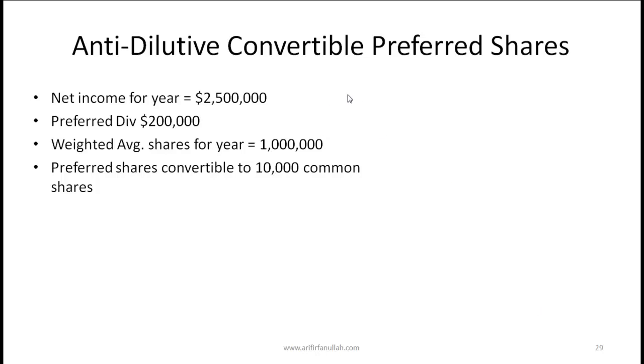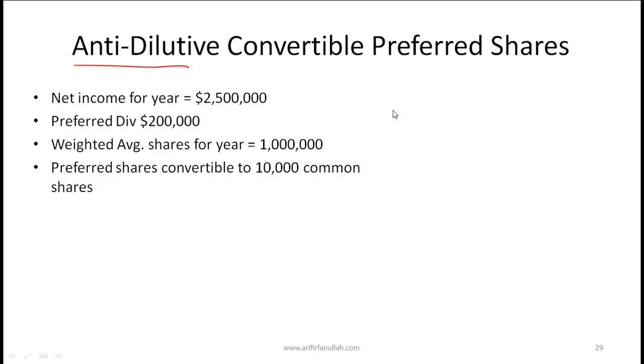It isn't always necessary that convertible shares will cause dilution. It is possible also to have something called anti-dilutive shares, and let's look at an example. Continuing with the numbers we just saw, net income 2.5 million, preferred dividend 200,000, weighted average number of shares 1 million. Now in this case, the preferred shares are convertible to only 10,000 common shares. So what happens to our EPS now? The basic EPS does not change, because in the basic EPS we do not assume that the shares are converted.